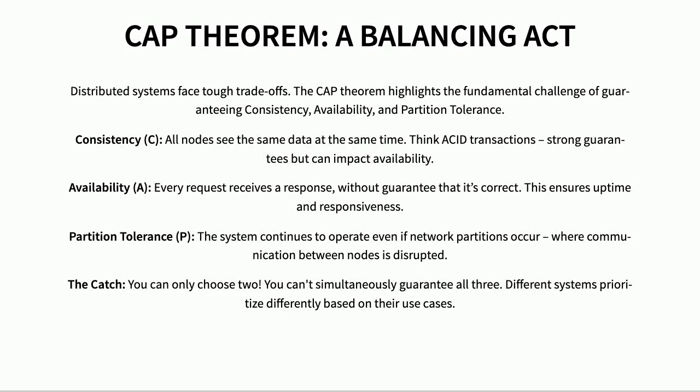Okay, let's talk about a really important concept in distributed systems, the CAP theorem. Basically, when you're building systems that span multiple machines, you inevitably run into some tricky trade-offs. The CAP theorem boils down to this: you have to decide what's most important for your system. You can guarantee consistency, availability, or partition tolerance, but you can only pick two. If you prioritize consistency, you might sacrifice availability during a network outage. If you focus on availability, you'll likely accept that there might be temporary data inconsistencies.